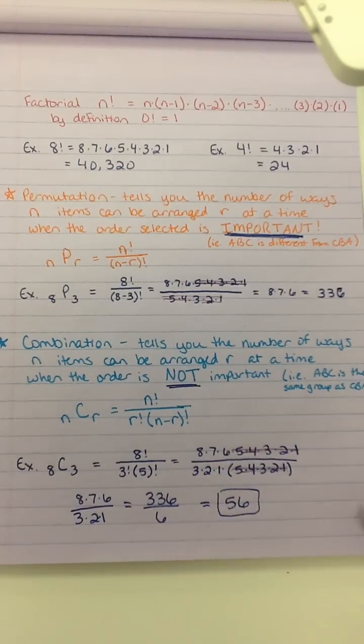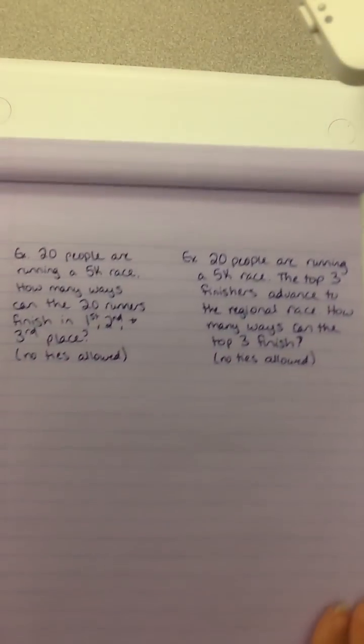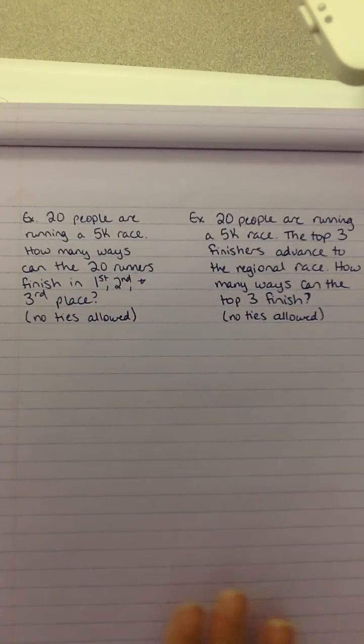So as you can see, when the order is important, you're going to have a lot more than when the order is not important. Now, when might the order be important and when might the order not be important? Well, let's look at these two examples. So pause the video and write these down.